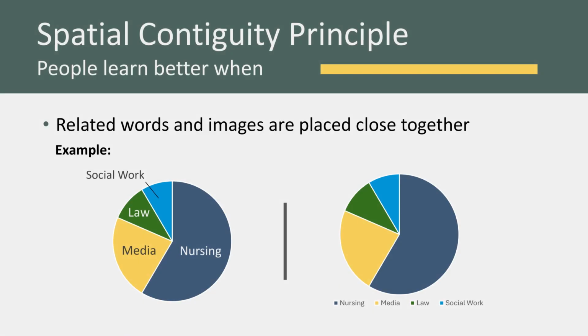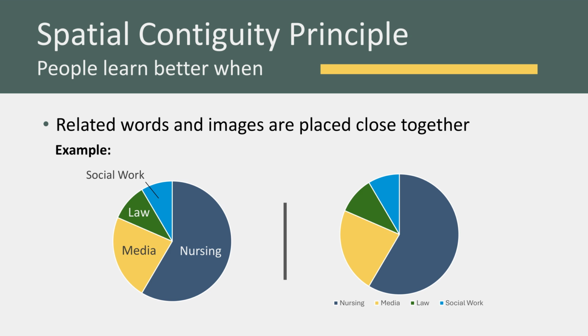The spatial contiguity principle states that people learn better when related text and visuals are placed close together on the screen or page. When labels are positioned directly on or next to the parts of a diagram they describe, learners can immediately connect the visual element with its explanation. This reduces the need to search for information and lowers cognitive load. For example, in a pie chart, it is more effective to place labels directly on or next to each segment instead of listing them in a separate legend.